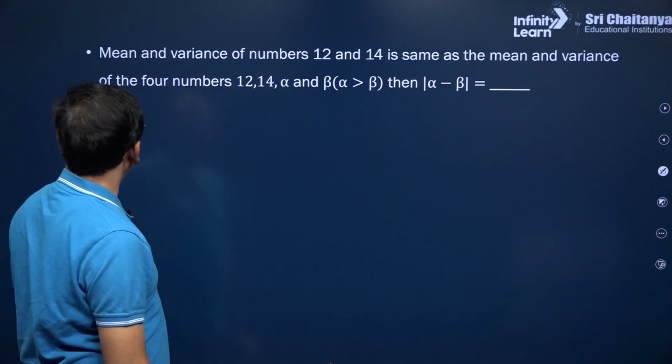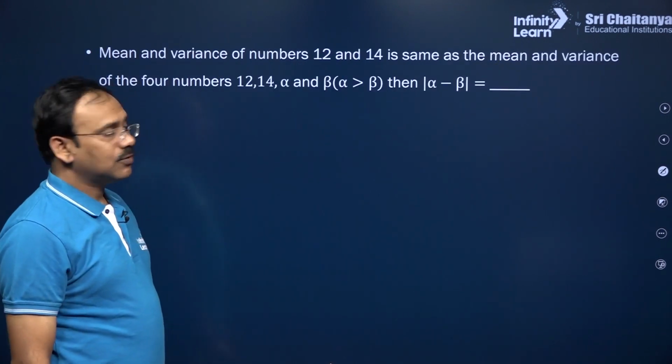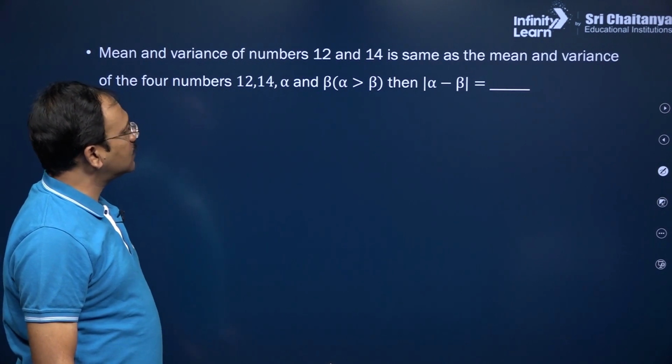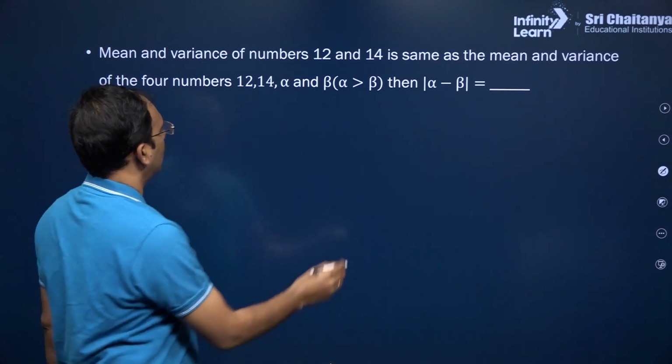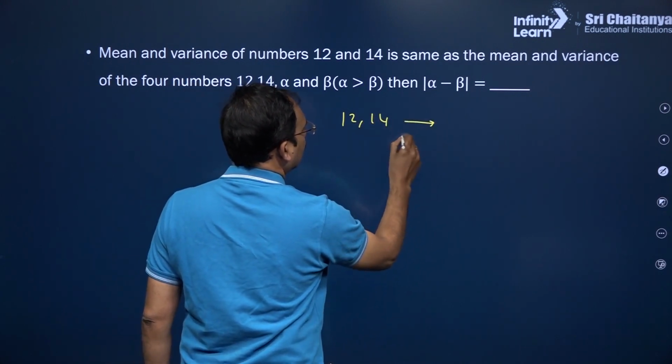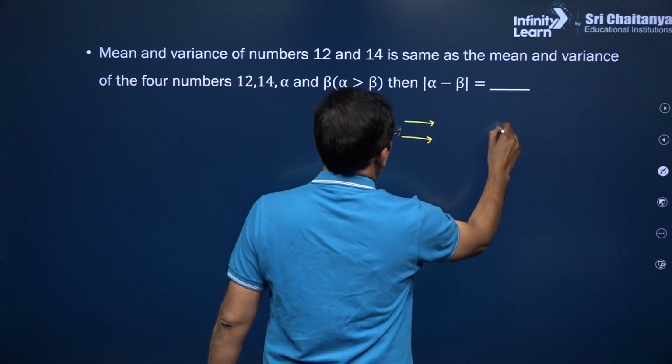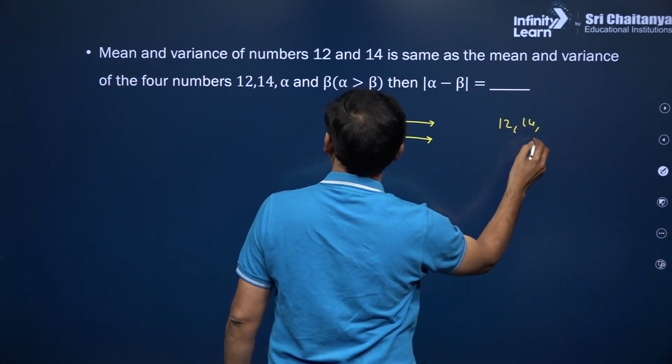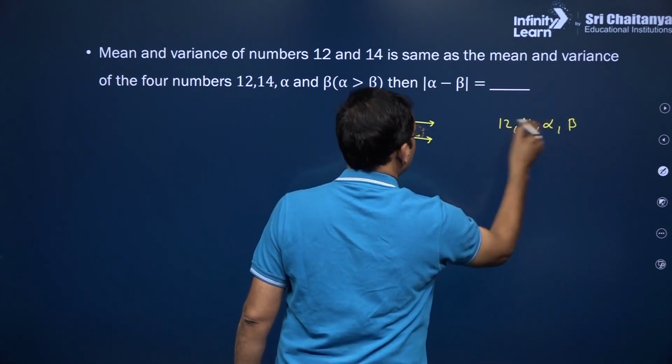Okay. Next, the mean and variance of 12 and 14 is the same as the mean and variance of the other 4. Here for 12 and 14, you find the mean, you find the variance, and 12, 14 you just find, and alpha beta, this is another data.